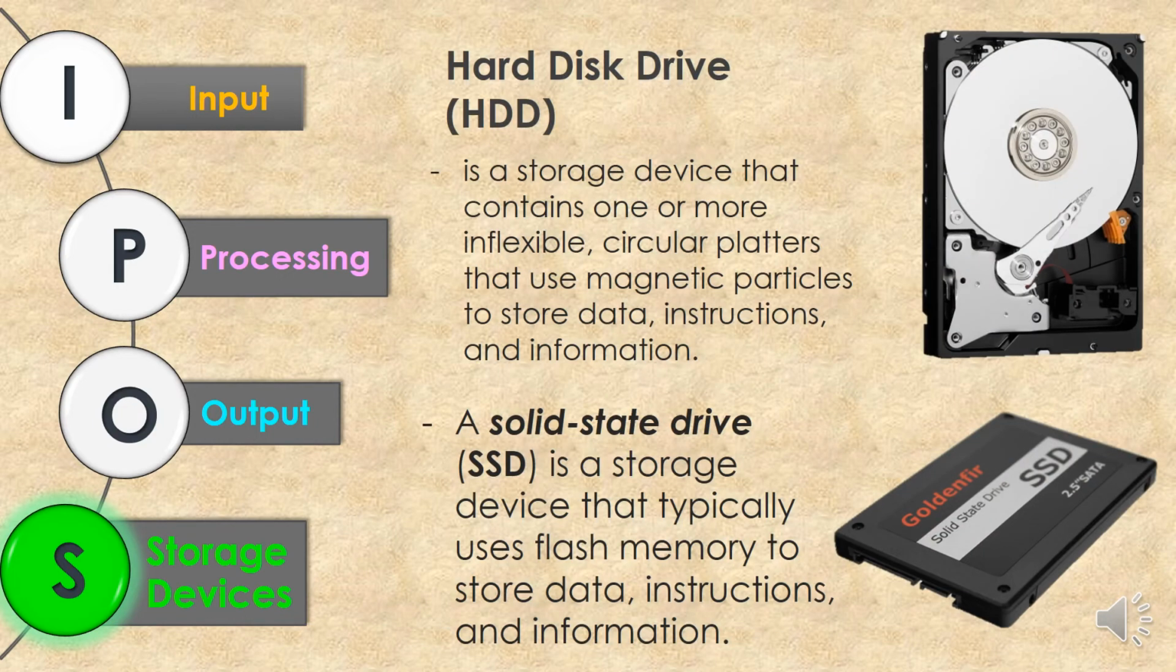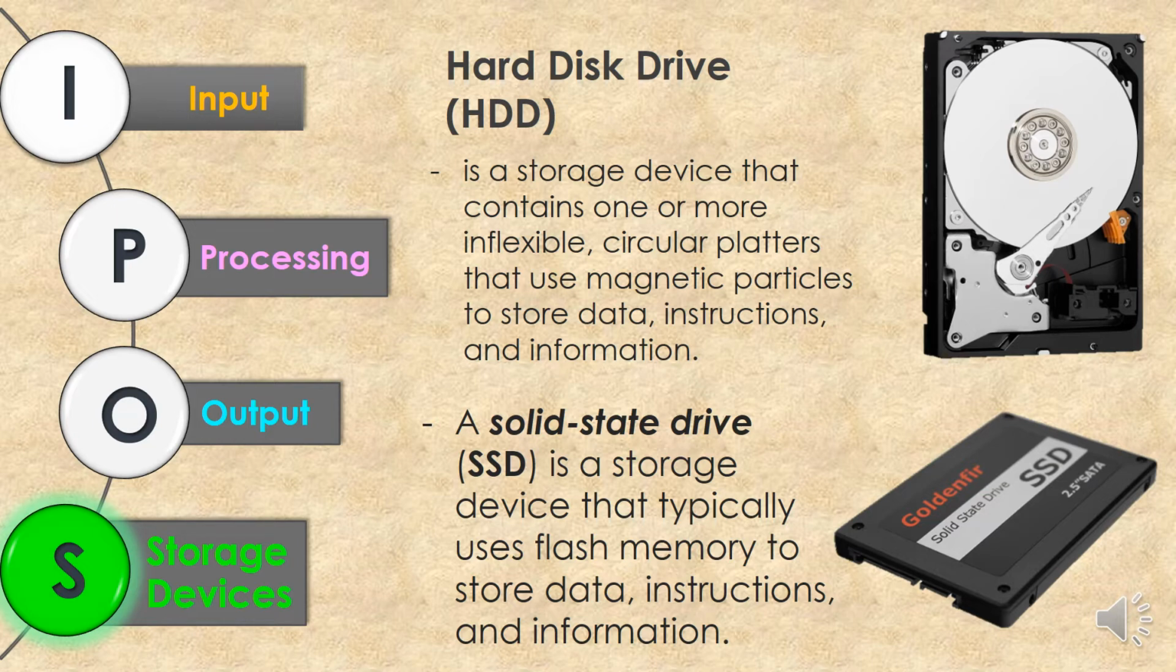Hard disk drive, also known as HDD or hard drive, is a storage device that contains one or more inflexible circular platters that use magnetic particles to store data, instructions, and information. Hard drive is the hardware component that stores all of your digital content, like your documents, pictures, music, videos, programs, application preferences, and operating system.